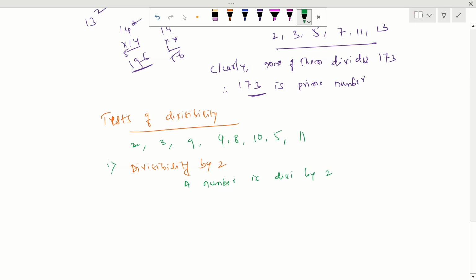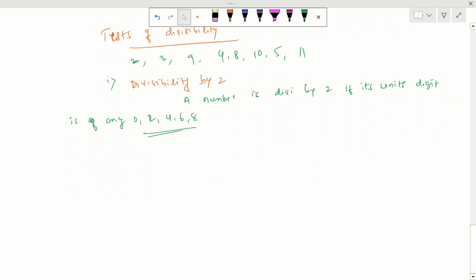A number is divisible by 2 if its unit digit is any of 0, 2, 4, 6, 8. What are these? Even numbers. So if a number's unit digit is an even number, then we can say that it is divisible by 2.